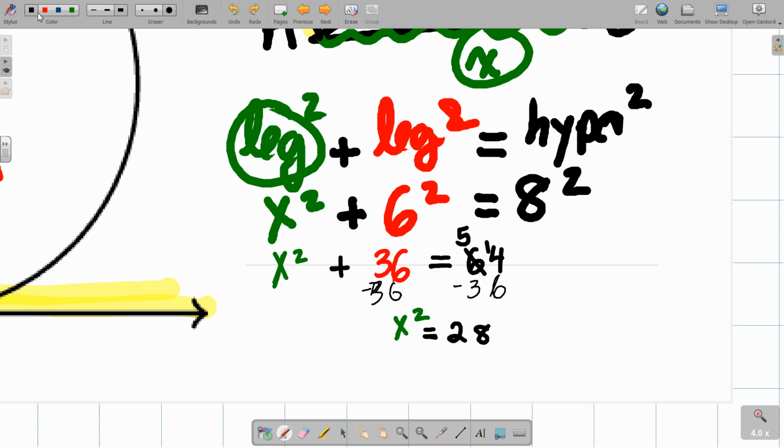The opposite of squaring is square rooting, folks. So if you have x squared, we're going to square root. I'm going to factor here. I get 2 and 14, and 2 and 7. 2 comes out, 7 stays, so our x here is going to be 2 root 7.